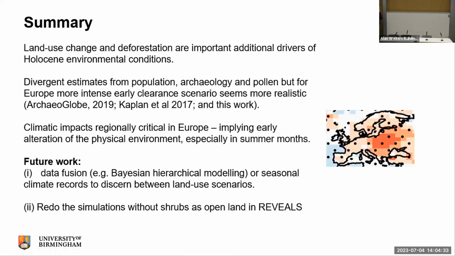Okay, so land use change and deforestation, I think, are important drivers of Holocene climate in some regions, not all, especially Europe, possibly elsewhere. There are really divergent estimates of population land use. So the land use from population, from archaeology and pollen seem to be going in different directions. But I think that especially for Europe, the more intense early clearance seems to be consistent with the archaeological data, with the pollen data, and what we see with the modeling.